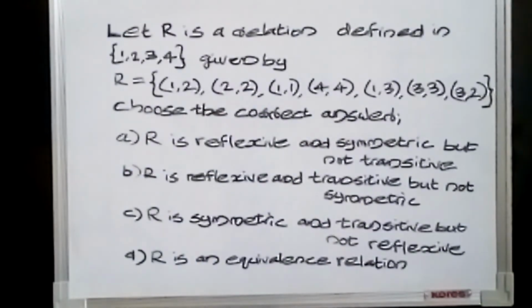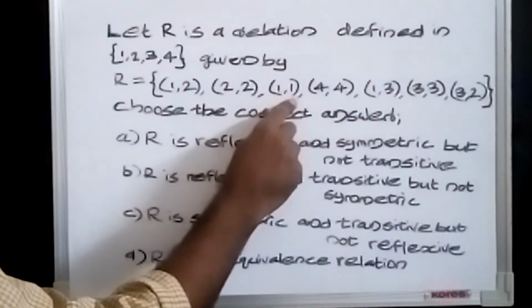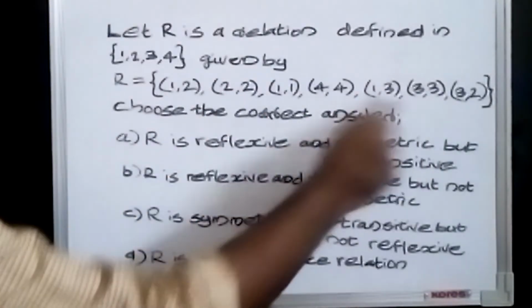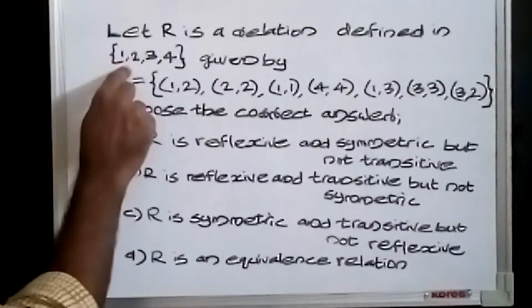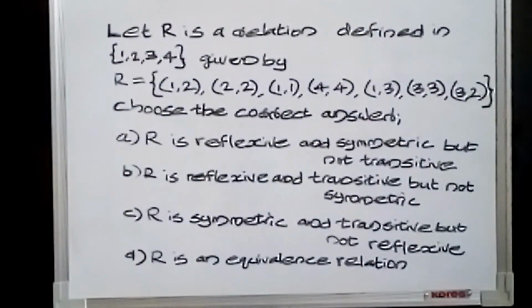Yes, it is reflexive. Therefore, 1 is related to 1. Since 1 is related to 1, 2 is related to 2, 3 is related to 3, and 4 is related to 4, it is a reflexive relation. Each element of the set is related to itself. Therefore, it is a reflexive relation.